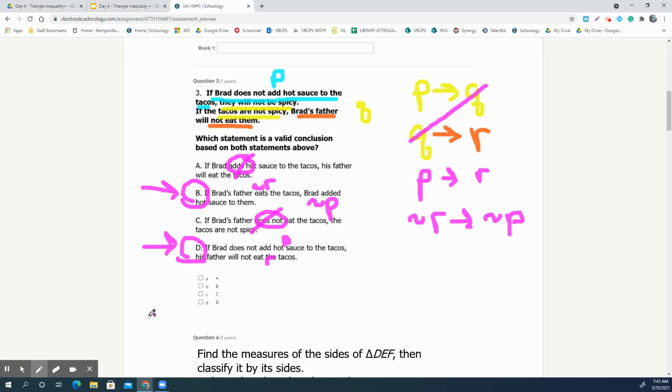Hey, Jada. This one was complicated. You want to choose B and D. Okay.